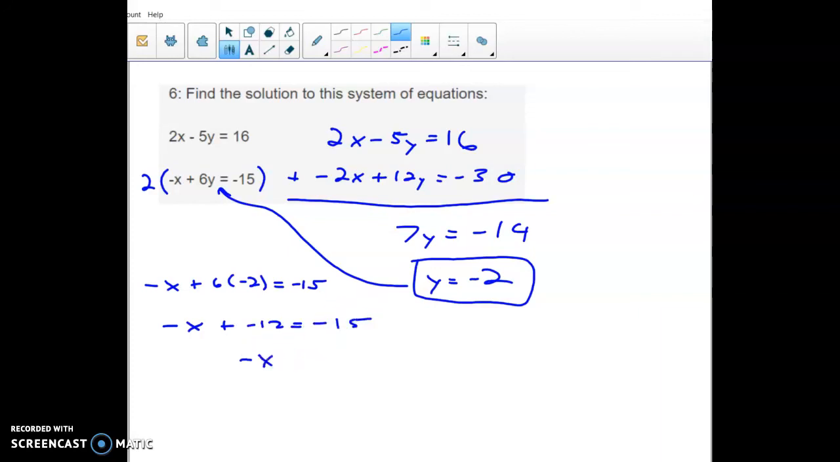Add 12 to both sides, so it'll be negative 3. And then divide by negative 1, and we get positive 3. So our solution is x equals 3 and y equals negative 2.